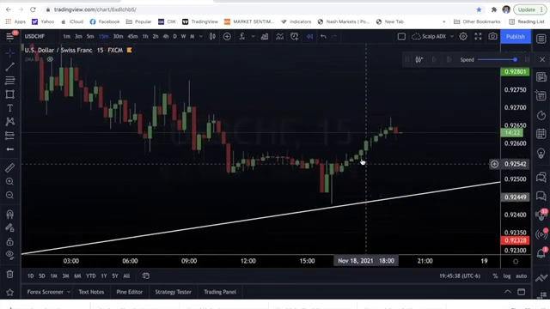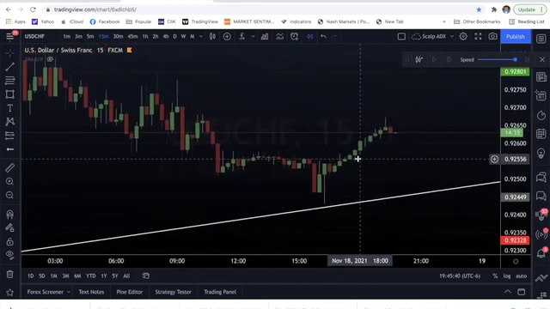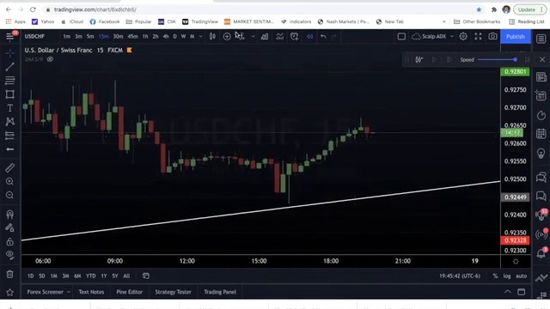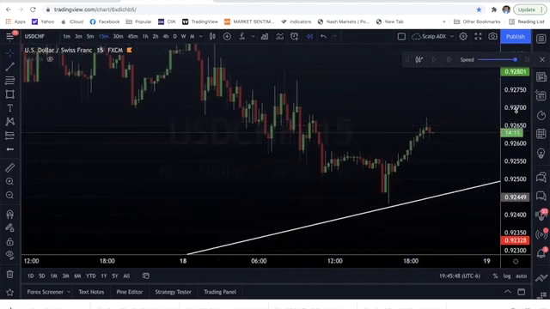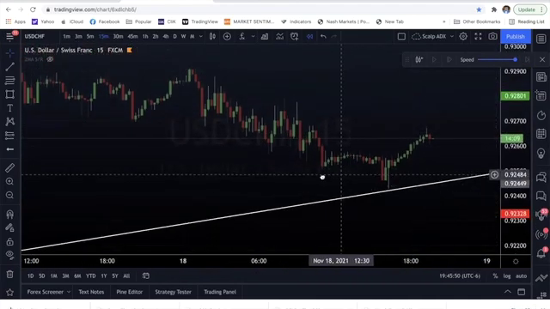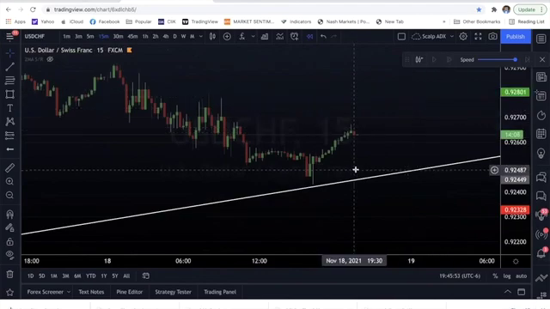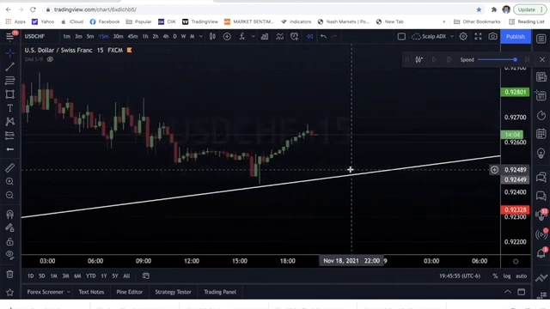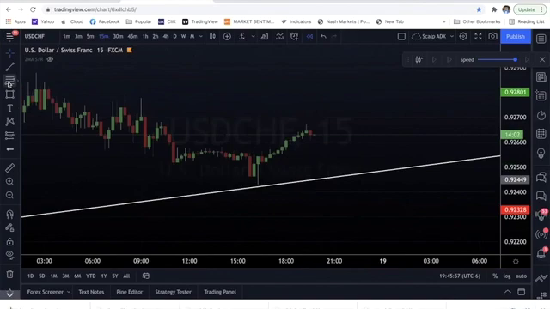Now, here, would I feel comfortable getting in right here? I don't know. Okay. Because this is current price action on US Swiss. Okay. So here's what I would do.